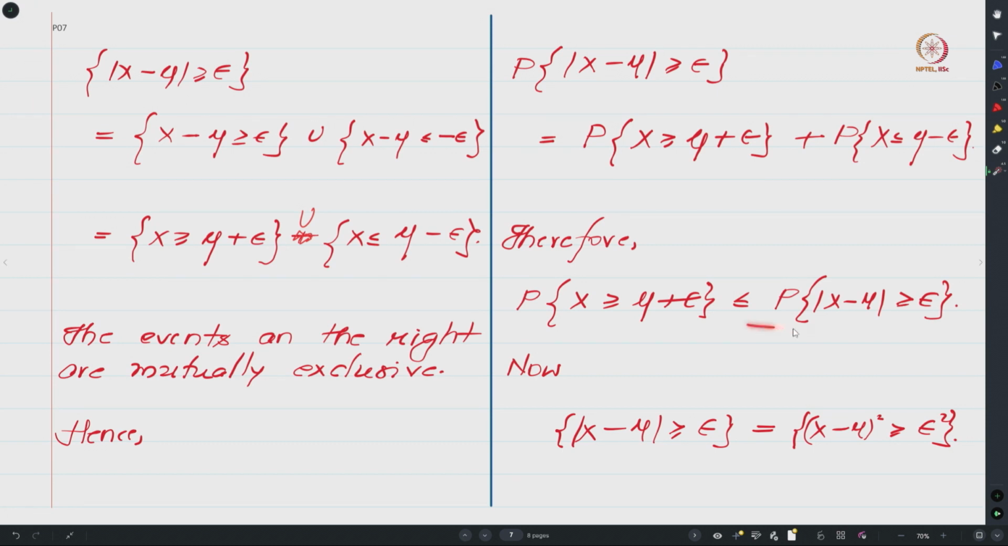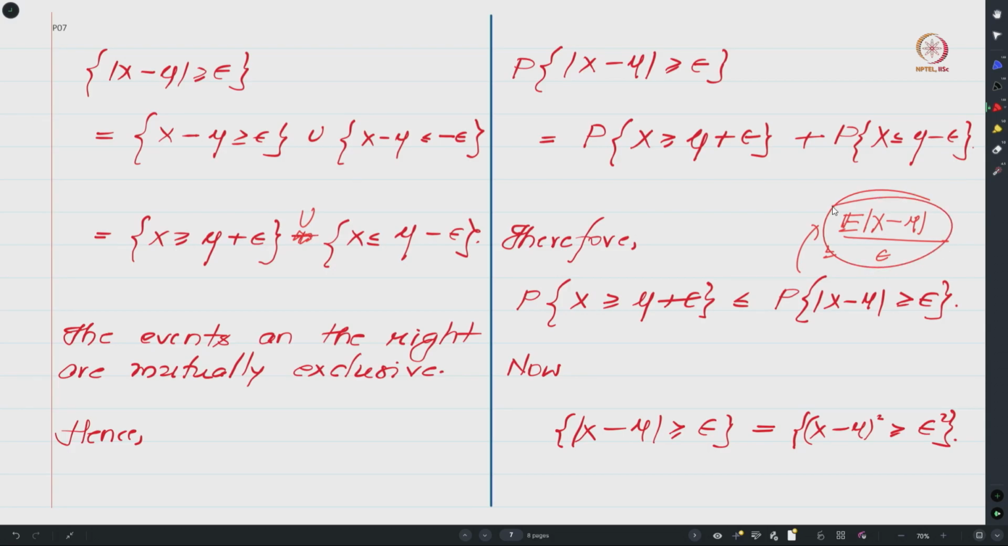Now the nice thing about the probability of this event is that the random variable over here, because of the presence of the absolute sign, becomes a non-negative random variable. So indeed we can apply the Markov inequality over here. However, if we directly apply the Markov inequality, what we would end up showing is that this quantity is less than or equal to the absolute value of the expected value of x minus mu, divided by epsilon. This is what we would manage to show.